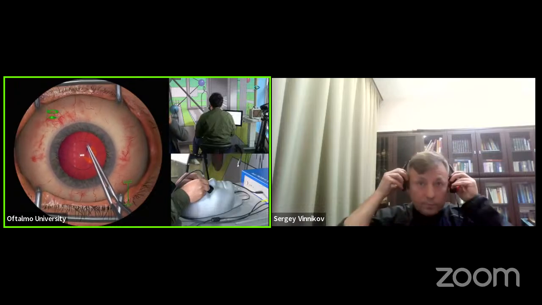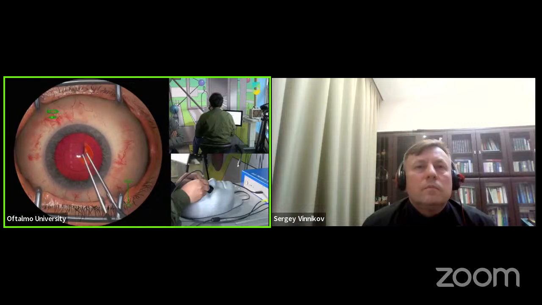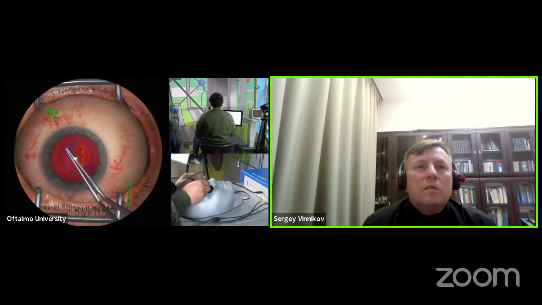That's what the student, Pilar Garcia, asked. He wanted to see the capsulorhexis without displacing the eye, and that's exactly what he needs to do. But look at two very interesting things.